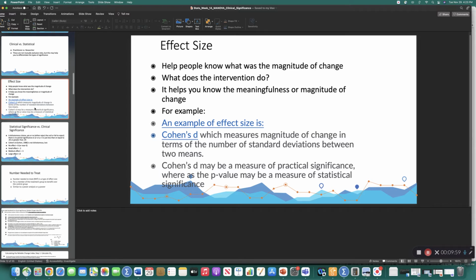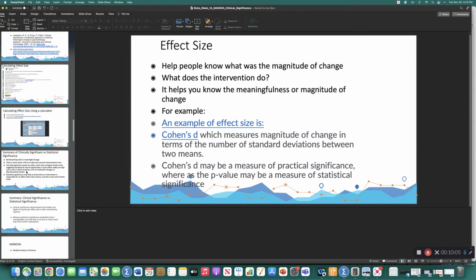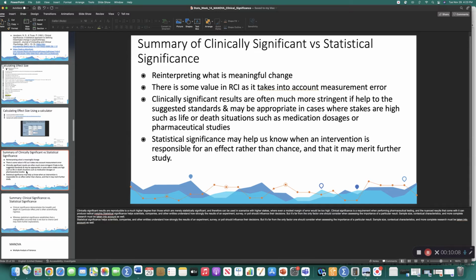So in summary, when we consider all these things, it may be helpful to think about how you define meaningful change and be able to make a case that meaningful change has occurred if you believe your findings are clinically significant. There is some value in the reliable change index as it takes into account measurement error. Clinically significant results are, in the case of Jacobson and colleagues' definition, much more stringent. If we hold ourselves to those suggested standards, they may be appropriate in cases where the stakes are very high, such as in life or death situations, medication dosages, or pharmaceutical studies.